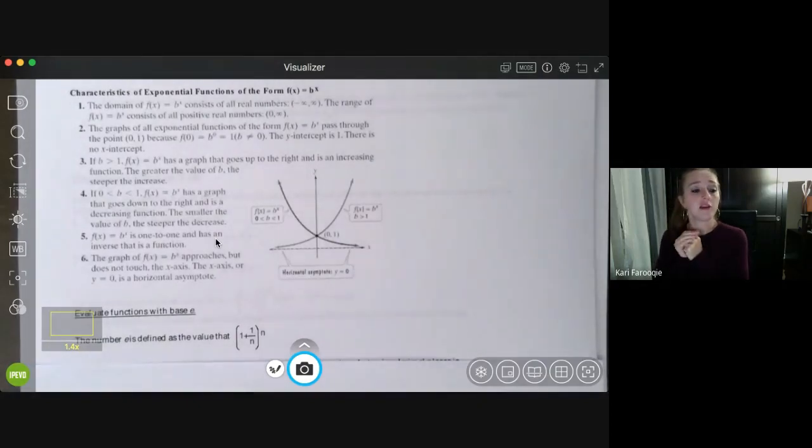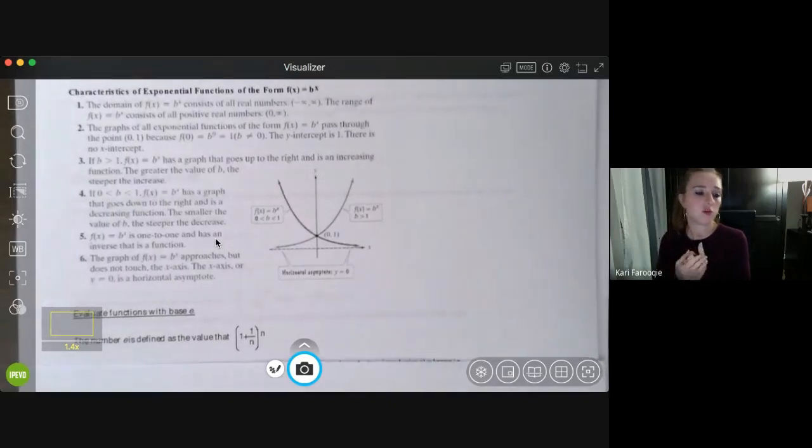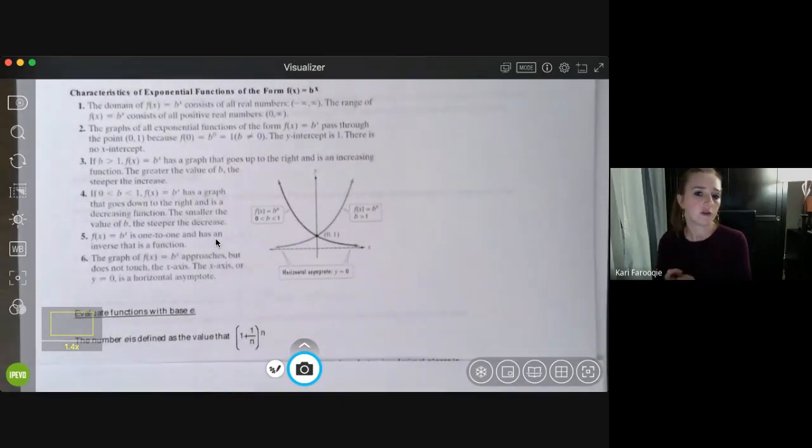And then we discussed that if b is greater than 1, the graph goes up and to the right. If b is between 0 and 1, I guess we actually said less than 1. We should be a little bit more specific here. b technically can't just be less than 1 because b has to be positive. But a value of b that's between 0 and 1 is going to have a graph that goes down to the right.